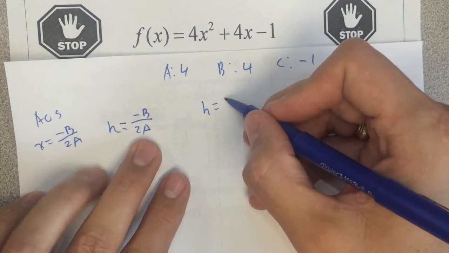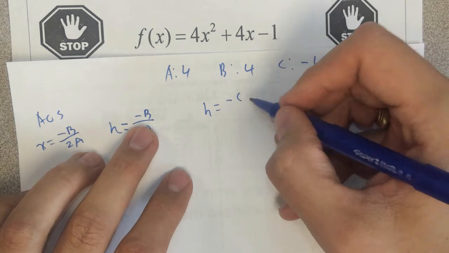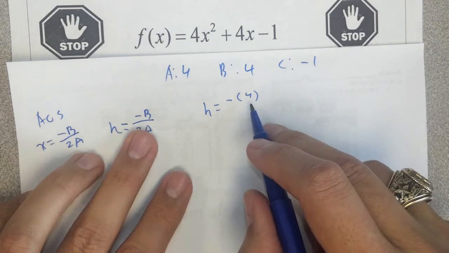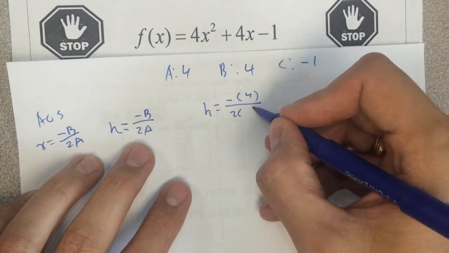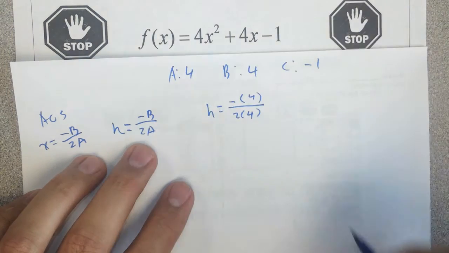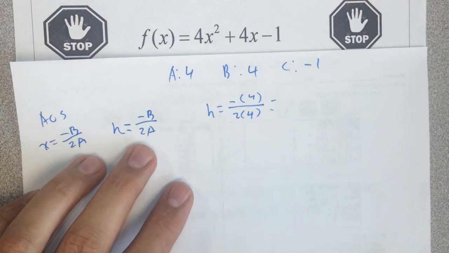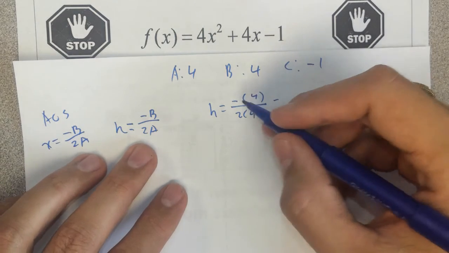H is equal to, my B value is 4. I put it in parentheses. Please put in parentheses. And then on the bottom I have 2 times A. Put parentheses first. And I'll pull that 4 down in there. Let's go ahead and not use the calculator. If you want to, alpha y equals, you can plug that in. It'll pop out the answer for you. Let's go ahead and do it ourselves.